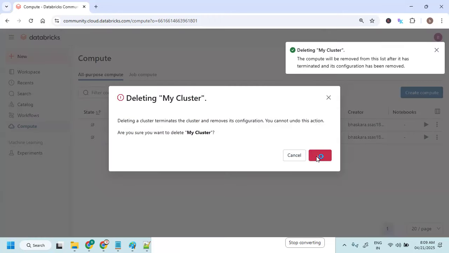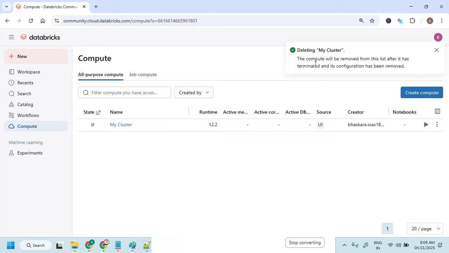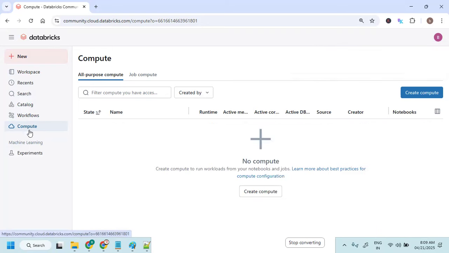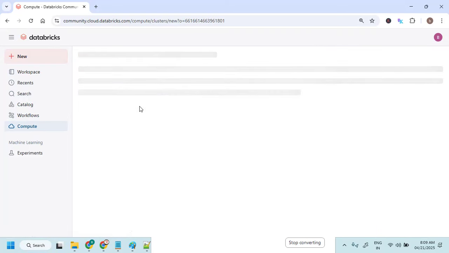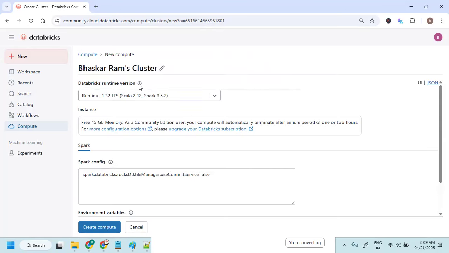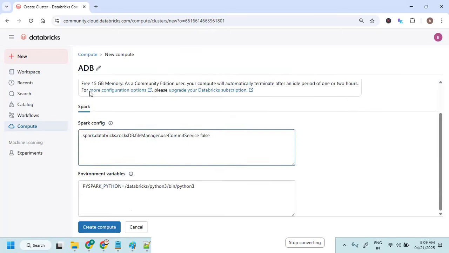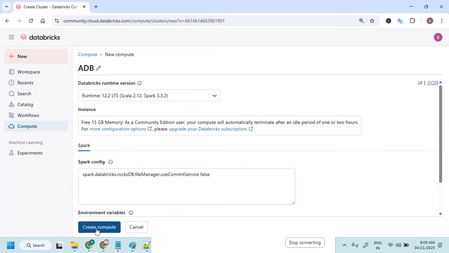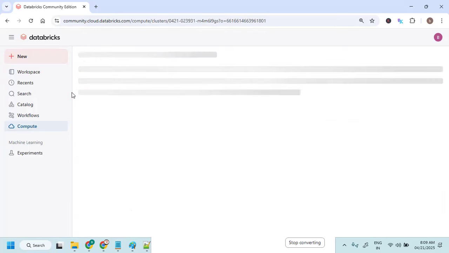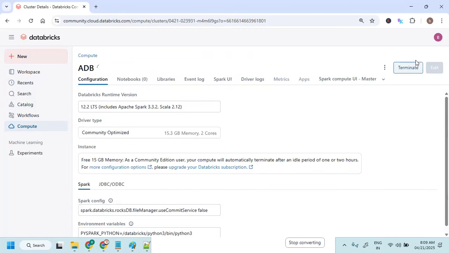Okay, I'm just going to create the cluster first. Just give the name of the cluster and hit create compute. So we know already how to set up all these things. And meanwhile, I wanted to talk about a few things. Just give me 1 minute.